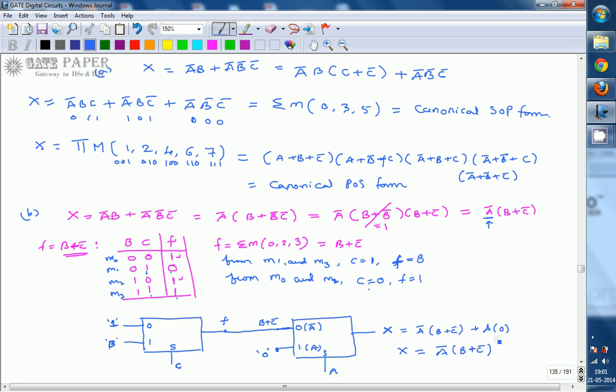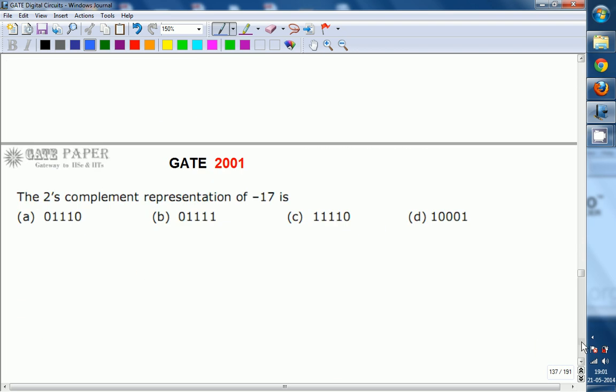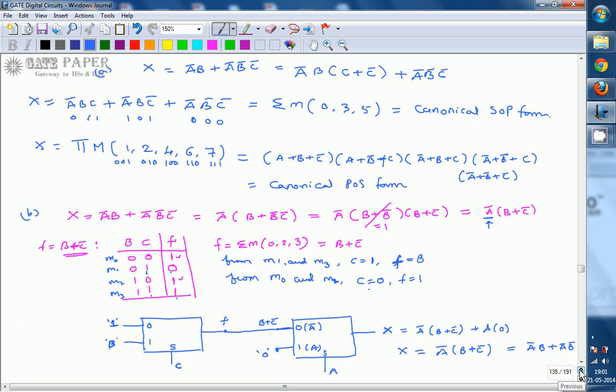Which is nothing but a bar b plus a bar b bar c bar. So this is the expression for this, with a bar, b bar and c bar. This is how to implement it with 2 to 1 multiplexers.